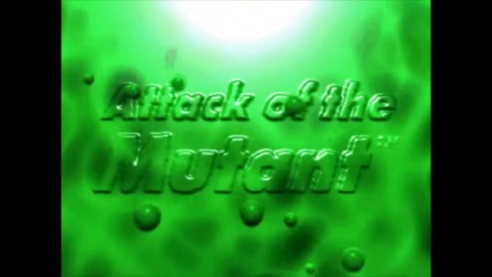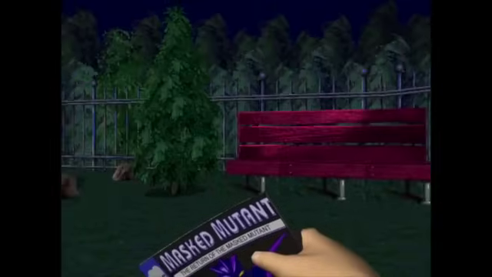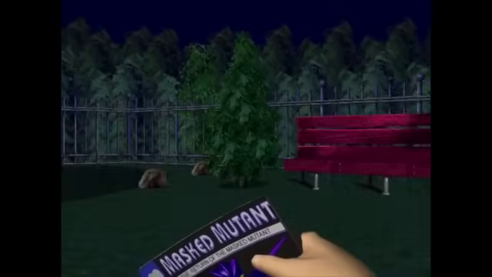Attack of the Mutant game. There was a PC game made for Microsoft Windows that released in 1997 based on the 25th book in the original series entitled Attack of the Mutant. Nothing much left to say, really.